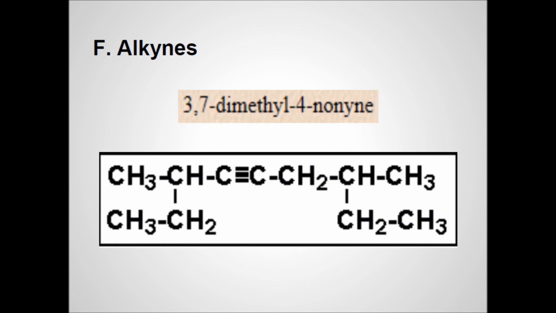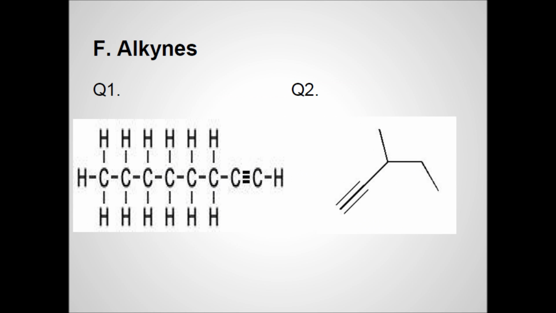Try to draw this. First, draw 9 carbons and add the branch chain. Check the bonds and draw a triple bond between the fourth and fifth carbons. For question number 1, there are 8 carbons and a triple bond, so it is going to be octyne. For question number 2, there are 5 carbons and 1 branch on the third carbon. And it is triple bonded, so it is going to be 3-methyl 1-pentyne.